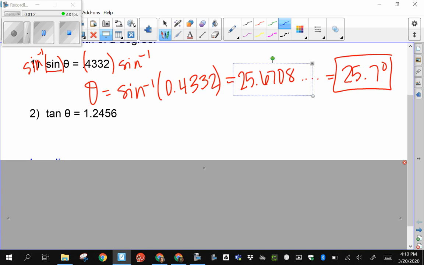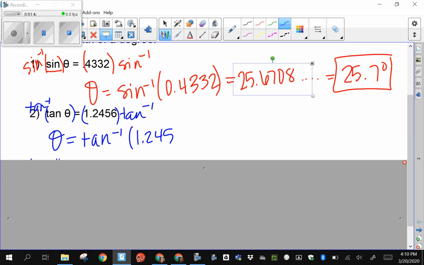Question 2, tangent again of the unknown. So to undo tangent, we would do the inverse tangent of both sides. Tangent and inverse tangent are inverse operations, so those cancel out. You're left with just theta on the left. And then on the right side, inverse tangent of 1.2456. Again, same instructions here, so we want that in degrees. When I did that, I got an extended decimal, 51.2, etc., and we're rounding to the nearest tenth of a degree, so 51.2 degrees.